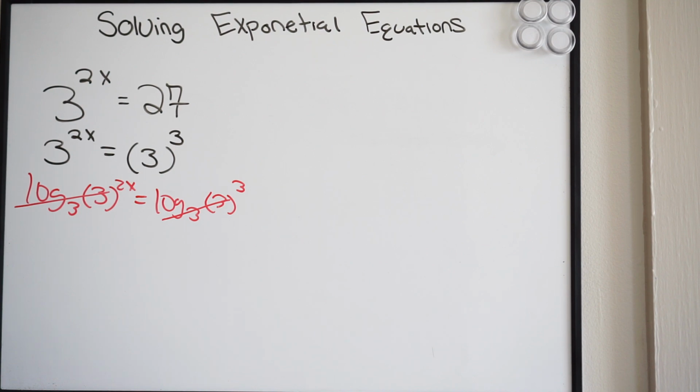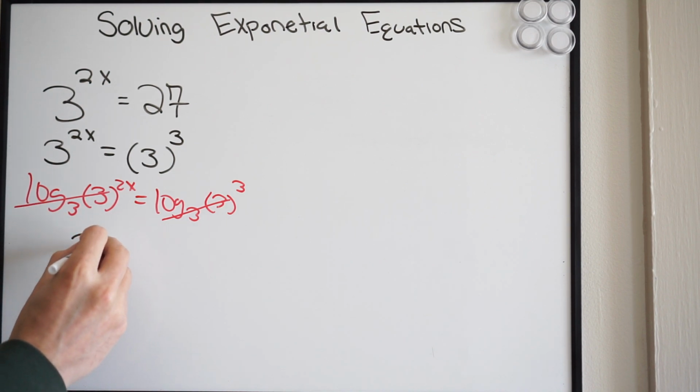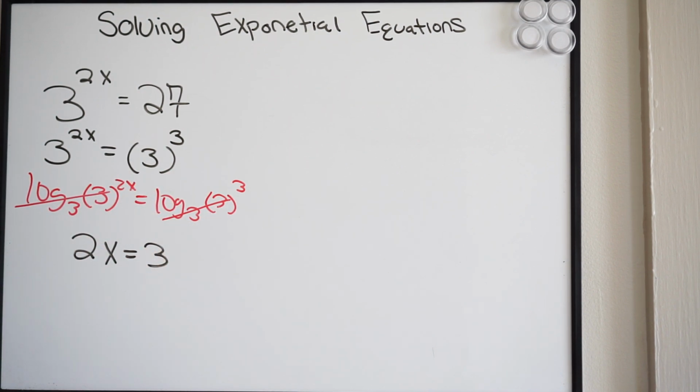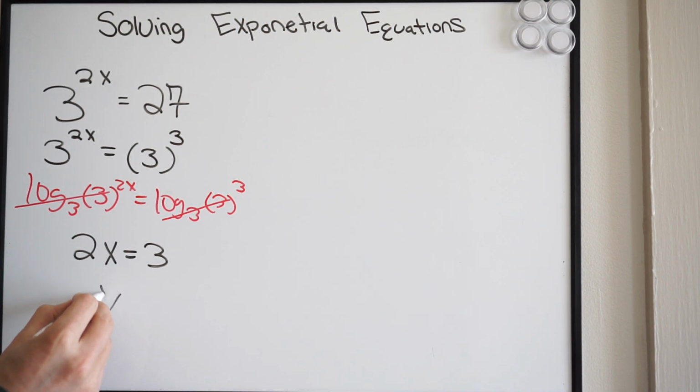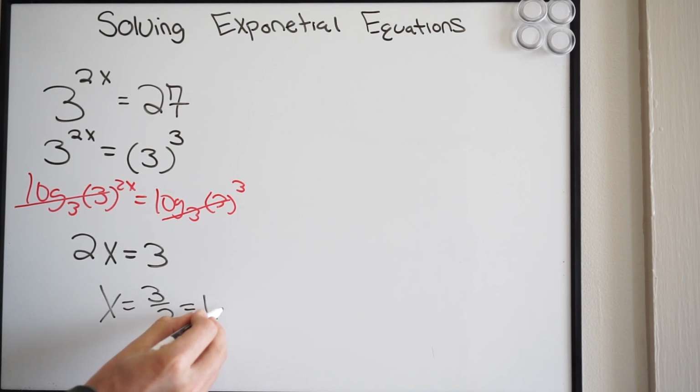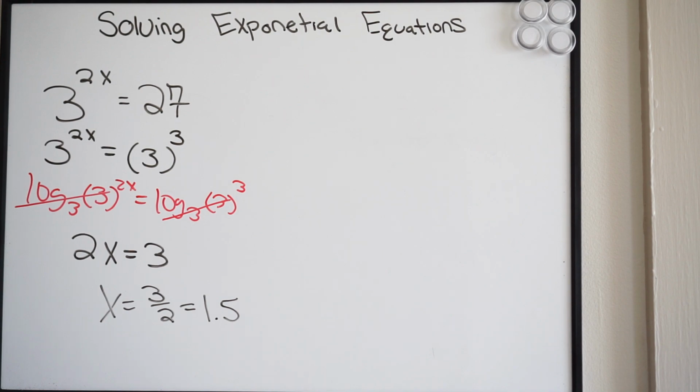So if we rewrite what we have now, we have 2x equals 3. Very simply, you're just going to divide now by 2. So we get x equals 3 over 2, which equals 1.5. And that is our final answer. So that is how you go about solving exponential equations.